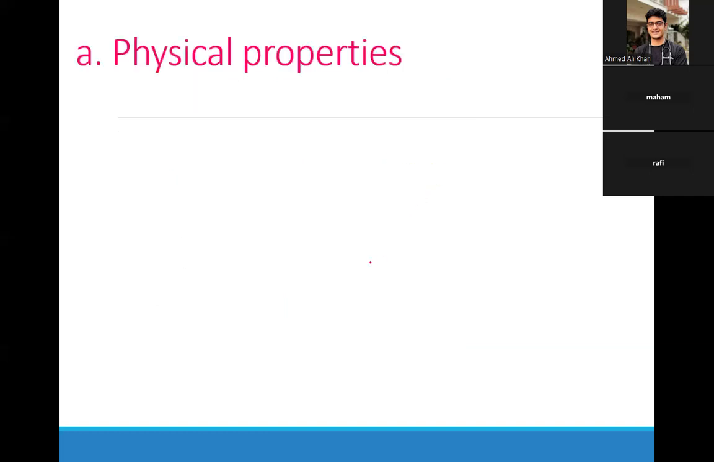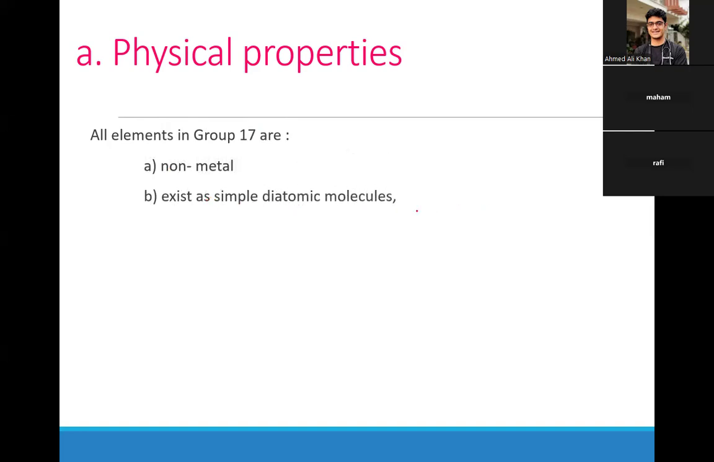Okay. So let's take a look at the physical properties of group 7 elements. They're all non-metals. They exist as simple diatomic molecules. They are all non-metallic because they exist on the far right of the periodic table. We talked about the general overview of the periodic table, that on the left side we have the metals, and on the right side we generally have the metalloids and the non-metals. Group 7 is located on the right side. That's why it contains non-metals.